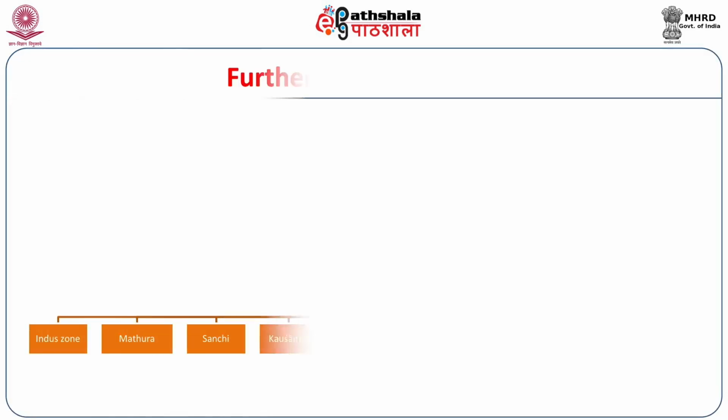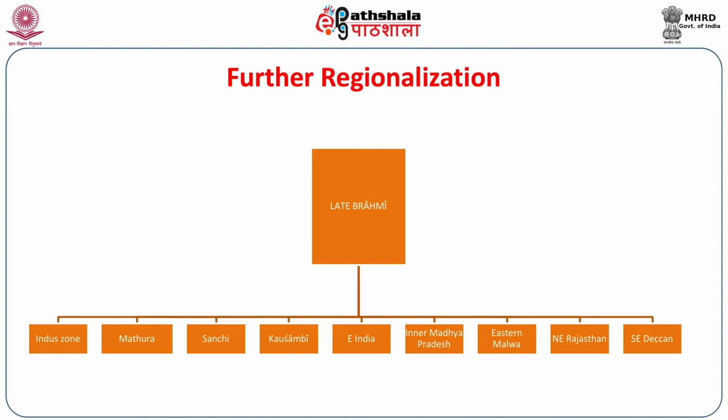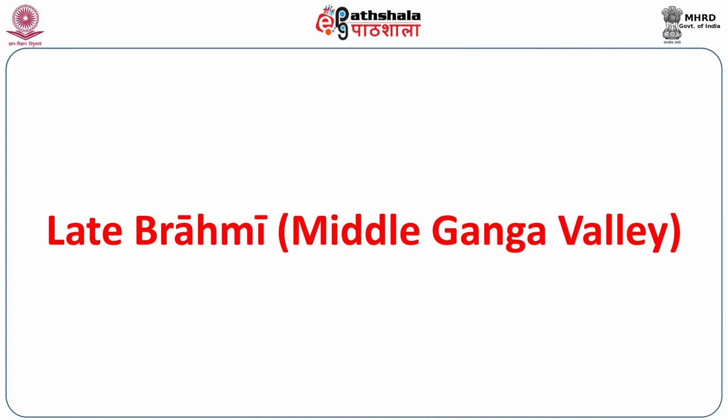Ahmed Hasan Dani suggested that around 5th century CE, we had at least 9 to 10 different regional scripts prevalent in different parts of the country. These were in the Indus zone, in the Mathura area, the Sanchi area, the Kaushambi area, the eastern Indian plains, the inner Madhya Pradesh area, the eastern Malwa region, the northeastern Rajasthan, and the southeastern Deccan region. Here you can see now an individual region is producing its own idiom of a particular script. And this was the manifestation of the actual evolution of the script of Brahmi.